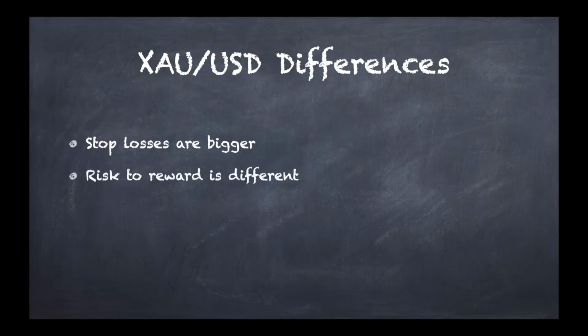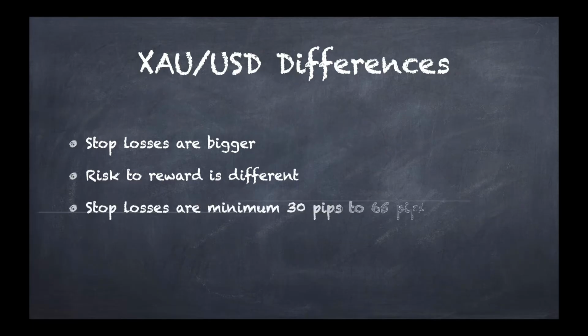Another thing is your risk to reward is going to be different. Risk to reward ratios are definitely going to be different on gold than when trading a regular forex pair. So stop losses are bigger, and risk to reward is going to be different. When we talk about stop losses, we're talking about stop losses that are at minimum 30 to 65 pips big.